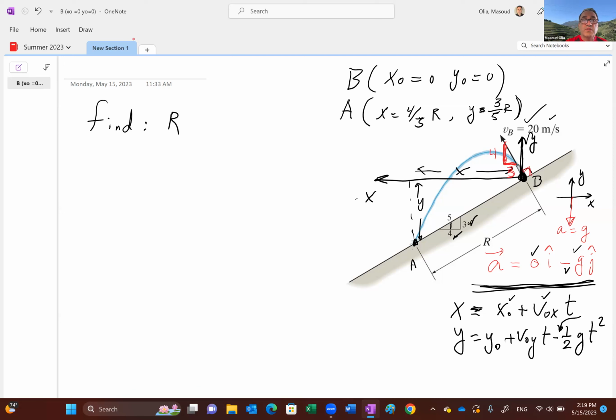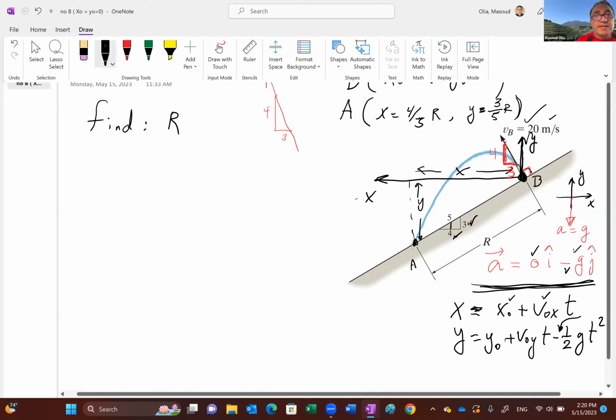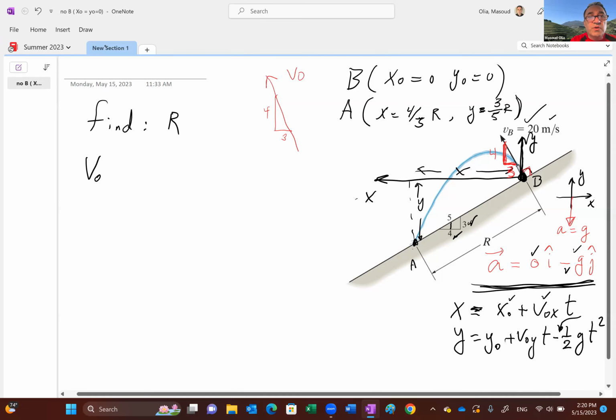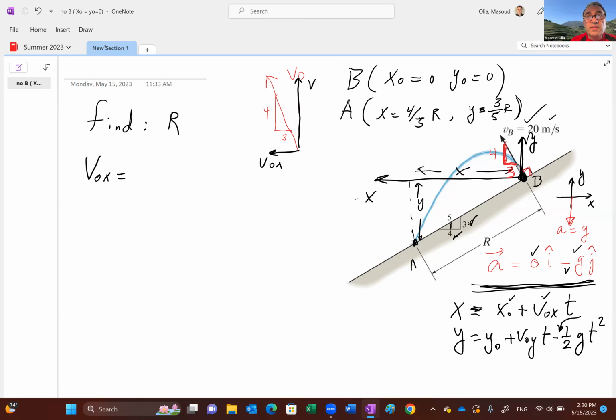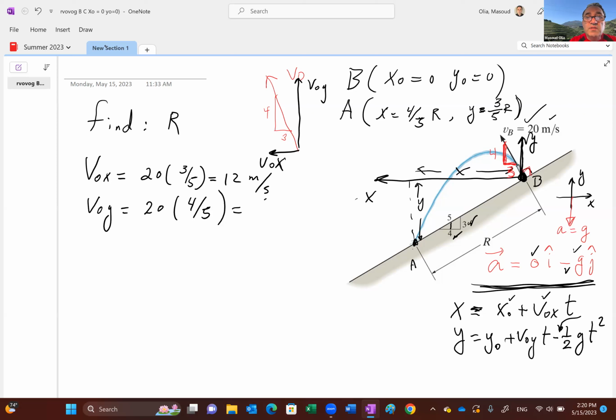So basically you have this initial velocity now, right, with the slope of 4/3. So what is the X component of velocity? Let me go back to black. So V0X is going to be like that, and V0Y is going to be like that. V0X, because we picked X-axis to be positive to the left, is going to be positive. So it's going to be 20 times 3/5, which happens to be 12 meters per second, right? And then V0Y is 20 times 4/5, and that's going to be 16 meters per second.